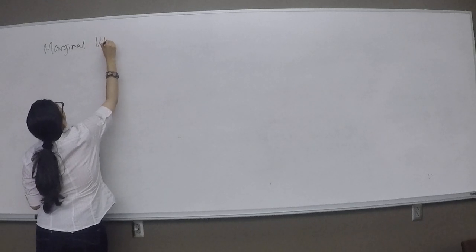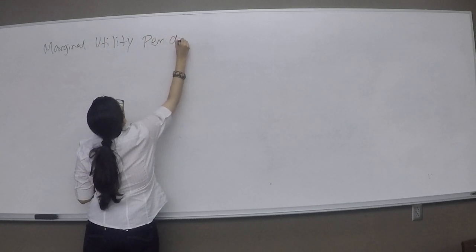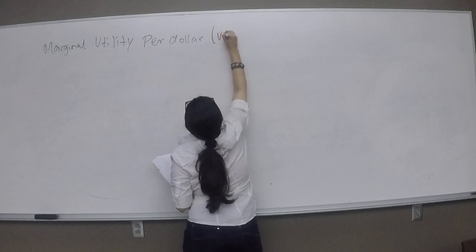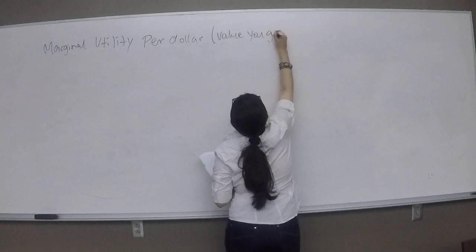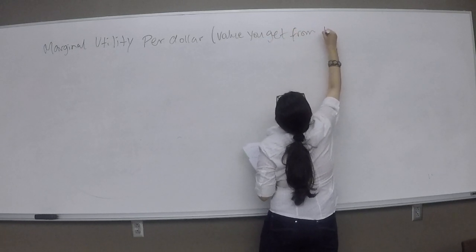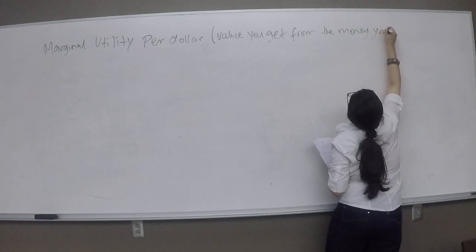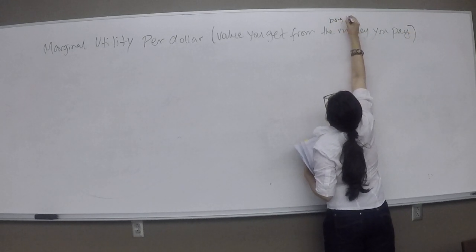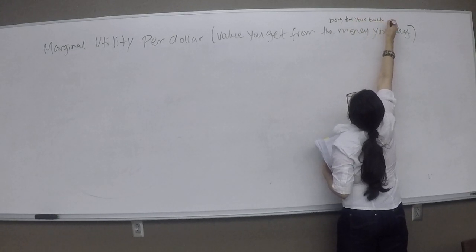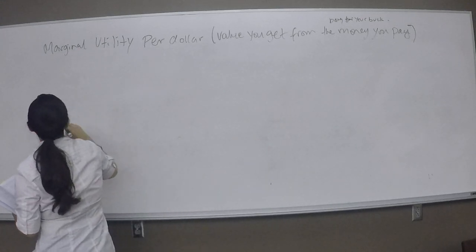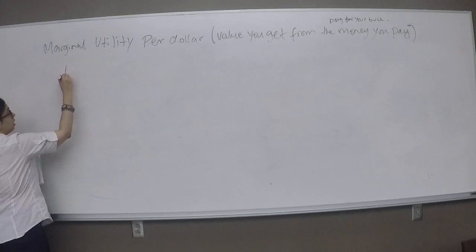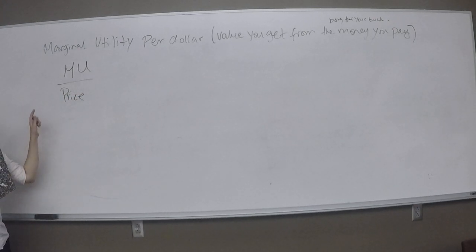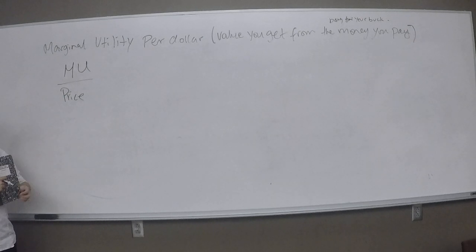Marginal utility per dollar. The value you get from the money you pay. Bang for your buck. To calculate marginal utility per dollar, it's very simple. Marginal utility divided by price. That's how you calculate marginal utility per dollar. Marginal utility divided by price.